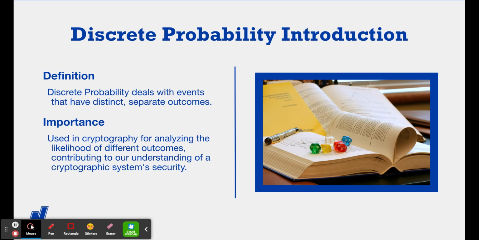Discrete probability concerns events with distinct and separate outcomes. It is a cornerstone of cryptography, as it allows us to analyze the likelihood of different outcomes, enhancing our understanding of cryptography systems and security.